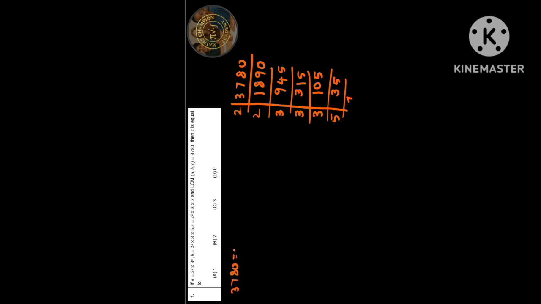3780 we can write as the factors 2 into 2 into 3 into 3 into 3 into 5 into 7.